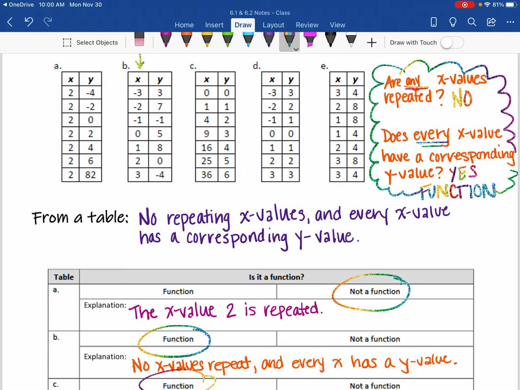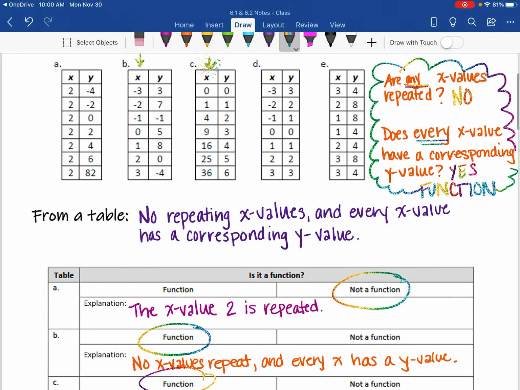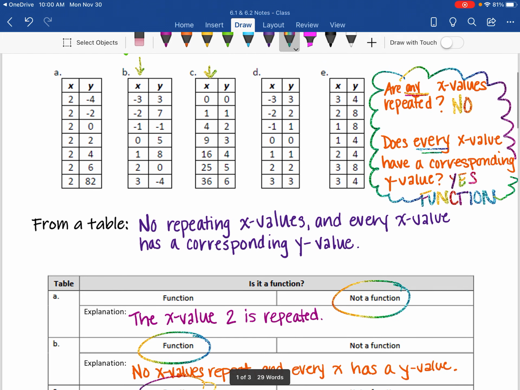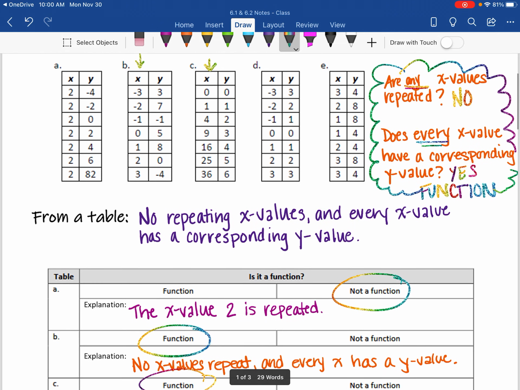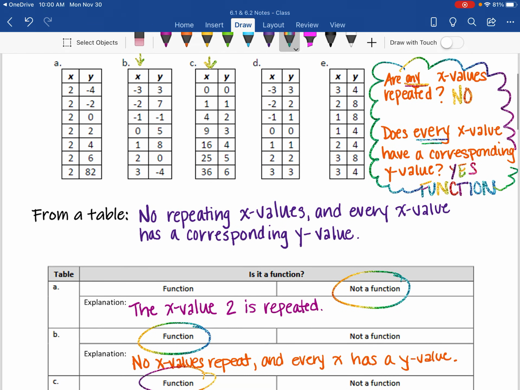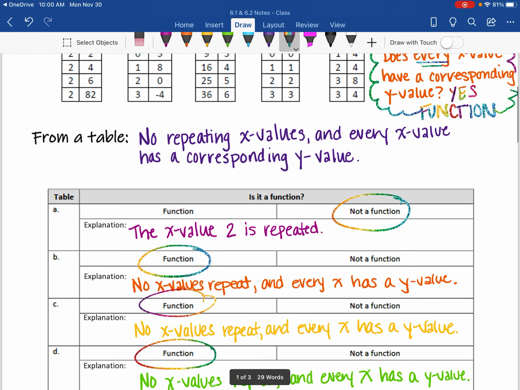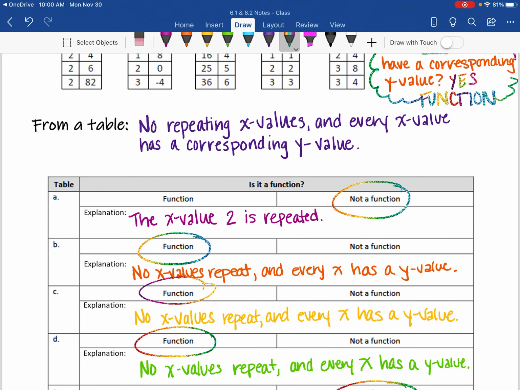Okay, let's take a look at C. Do any x values repeat? 0, 1, 4, 9, 16, 25, 36. None of them repeat. Each one of them has a y value, therefore that is a function. So C is a function because no x values repeat and every x has a y value. Okay, going back up to look at D, looking at the x column, none of my x values repeat and every x has a y. So D is also a function for the same reason. No x values repeat, every x value has a y value.